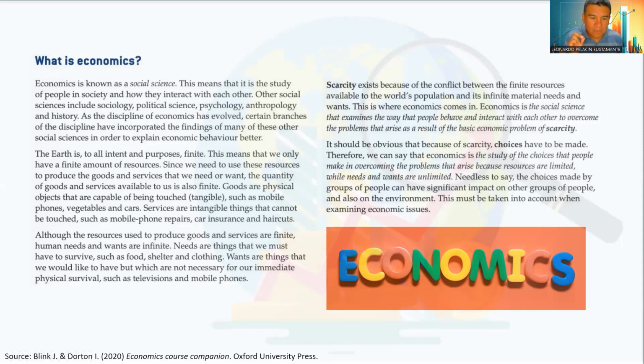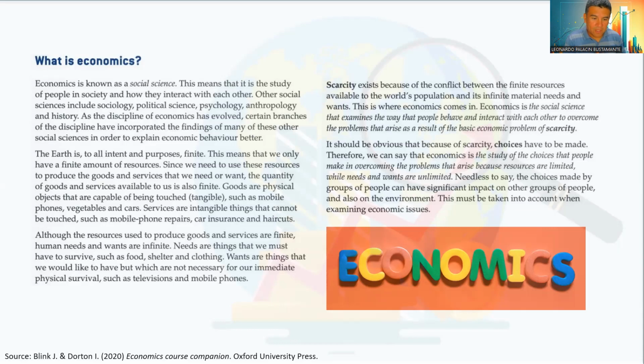Here we have an important term, scarcity. Scarcity exists because of the conflict between these finite resources in the world and all our needs and wants. Our needs and wants are infinite. That's why we have a conflict between what we want, desire, and what we have. Because of this conflict, the discipline of economics emerges. So economics is a social science that examines the way that people behave and interact with each other to overcome the problems that arise as a result of the basic economic problem of scarcity.